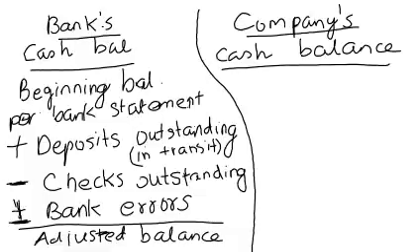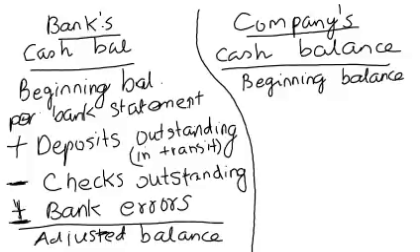Now, on the company side, the company starts off with a beginning balance as well. Now, this beginning balance includes the deposit outstanding and the checks outstanding. So we do not adjust for anything here which says deposits outstanding or checks outstanding. We adjust for the amounts that the bank is aware of that the company is not yet aware of.